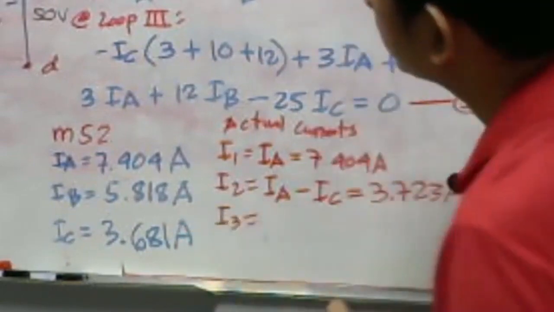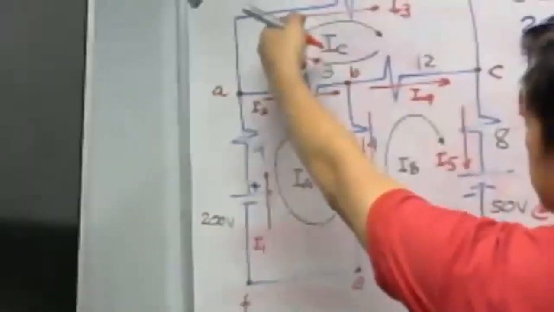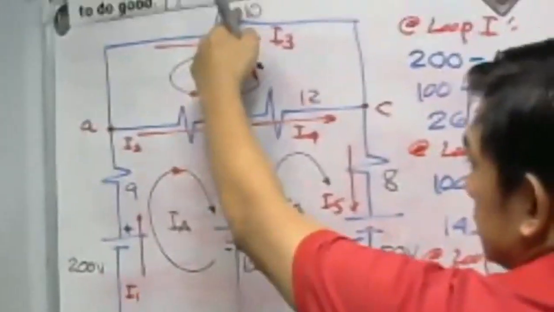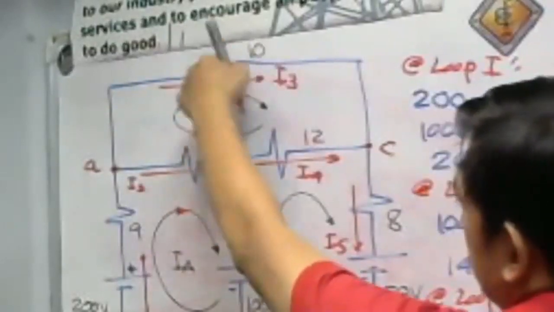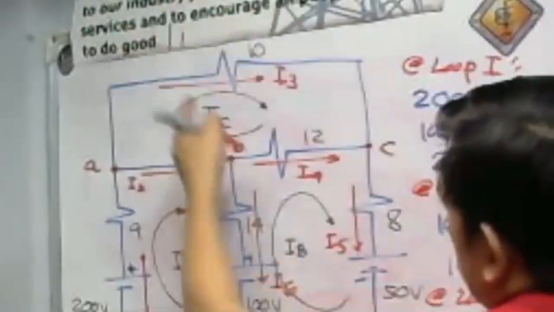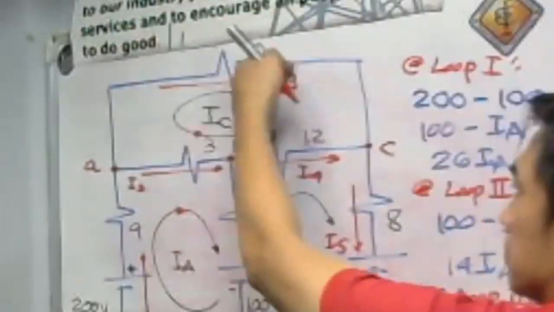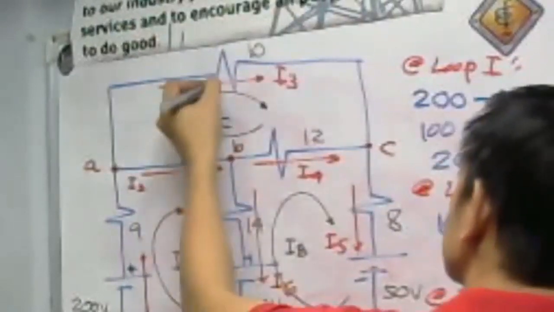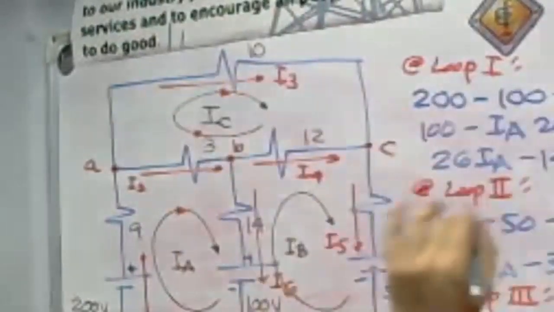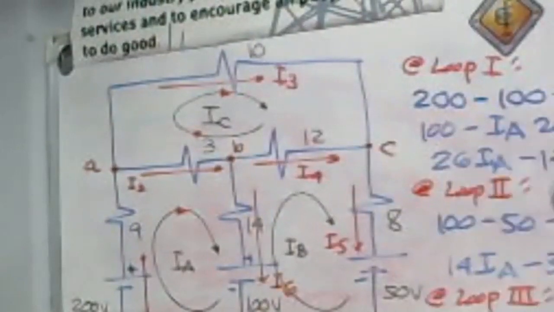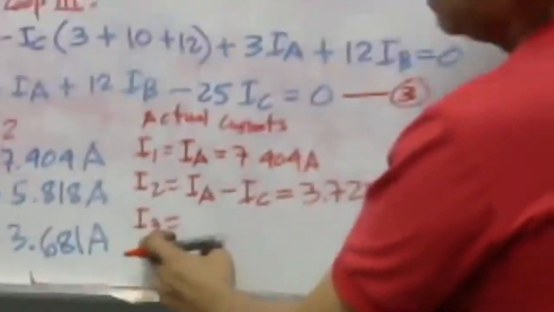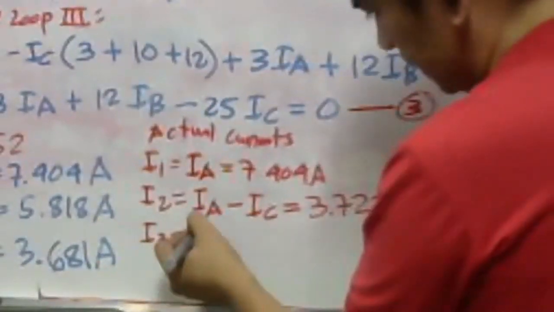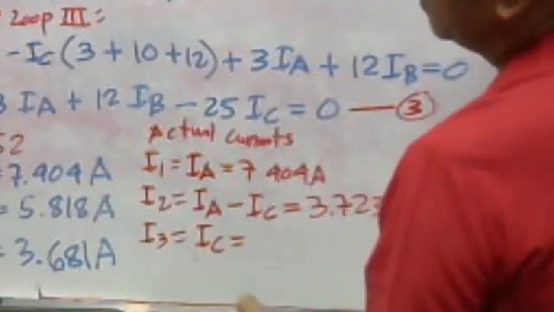I3. Where is our I3? Take a look here. 10 ohm is not a common resistor. It is an independent resistor here, a single resistor. There's no loop here. Our I3 is going to the right, and our loop current IC is going to the right. Therefore, they are just equal. Always remember that. If they are in the same direction, they are just equal. So, we have I3 equal to positive I sub C.